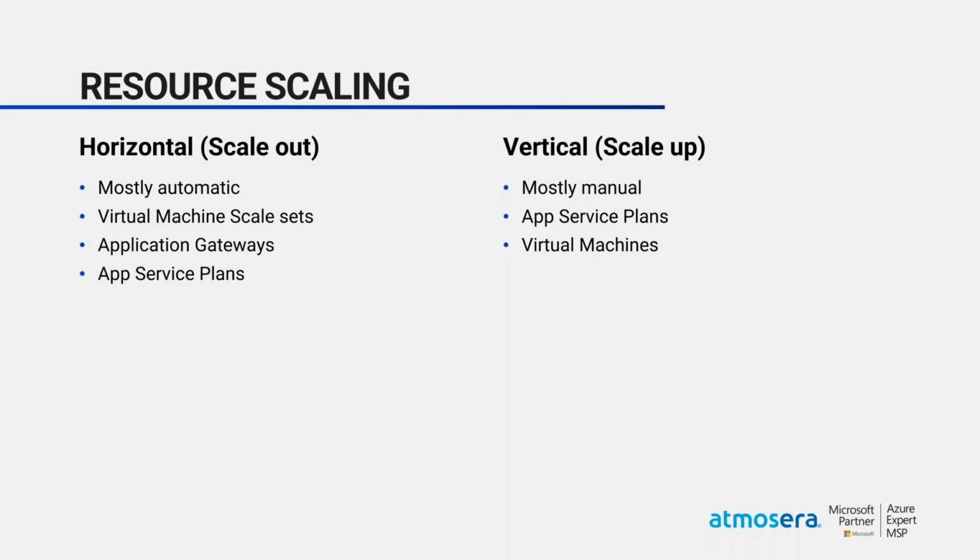Now, on the vertical side, that's mostly manual. That means you're going to change the SKU of a system. It really applies to app service plans and virtual machines the most. On a virtual machine, if I'm running a D4 SKU, which is for 4 CPUs, and I all of a sudden need that machine to start taking the load, I need 8 CPUs, I shut the machine down, scale it up to 8, turn it back on. Vertical scale up also works on disks, the app service plans, etc.